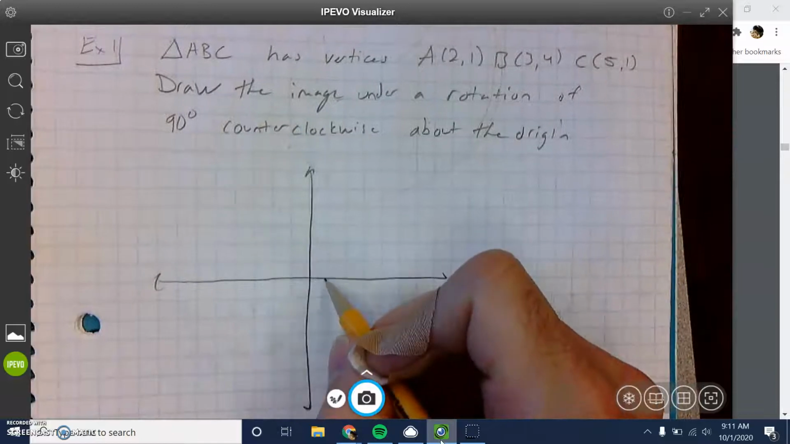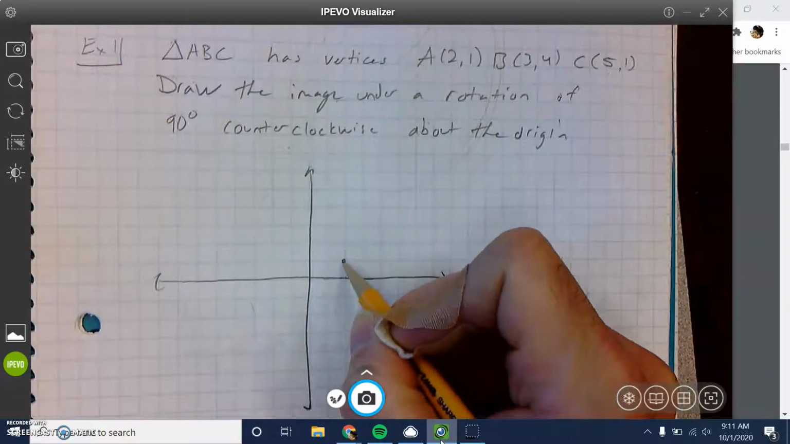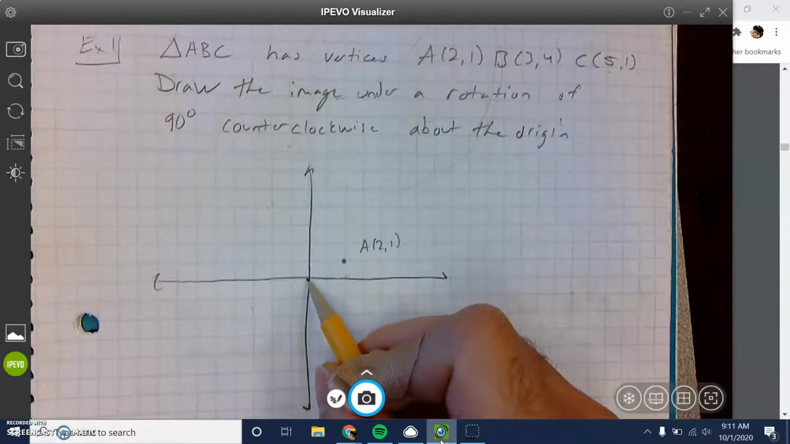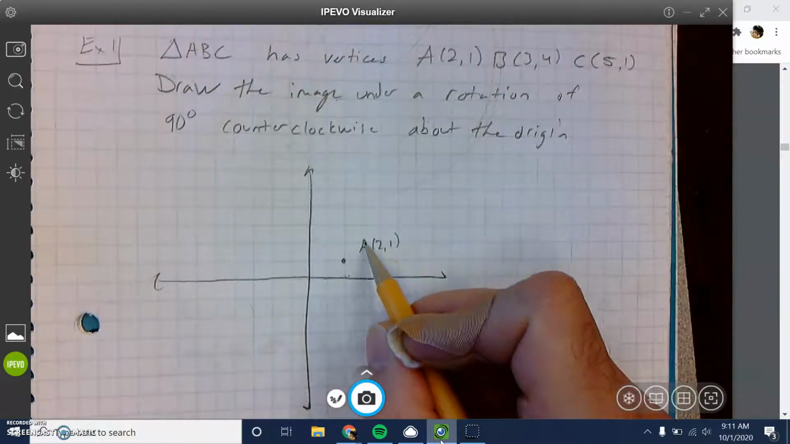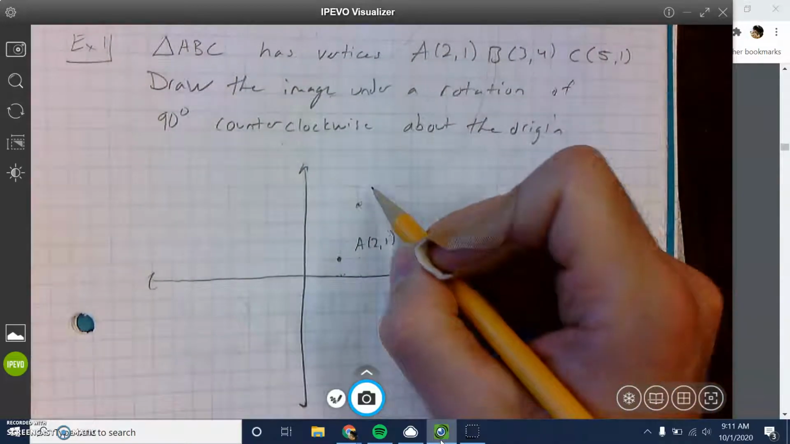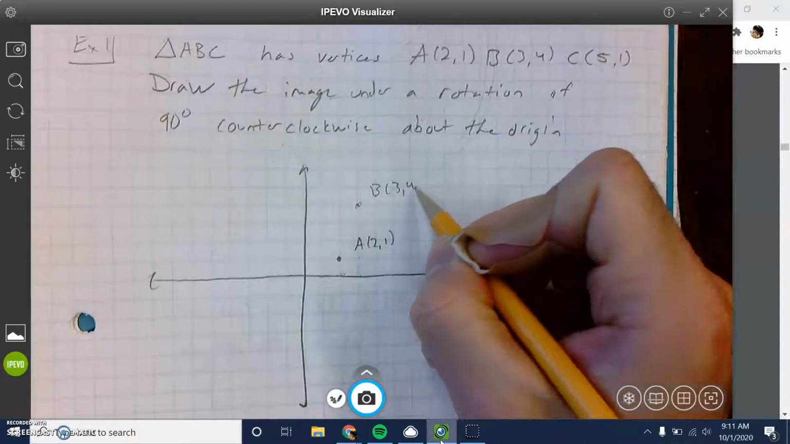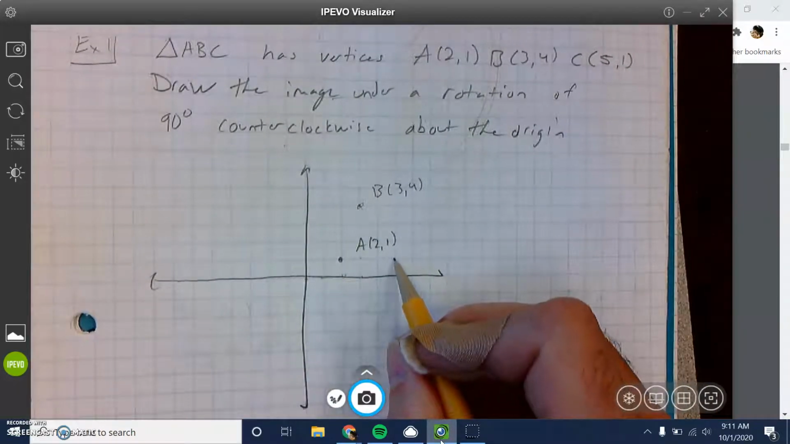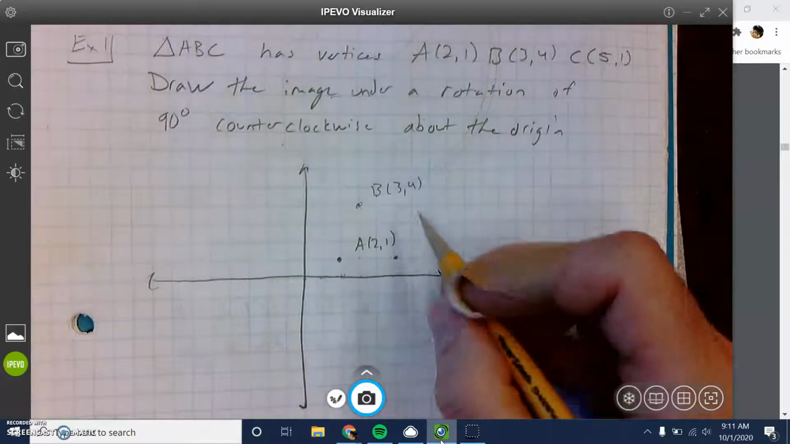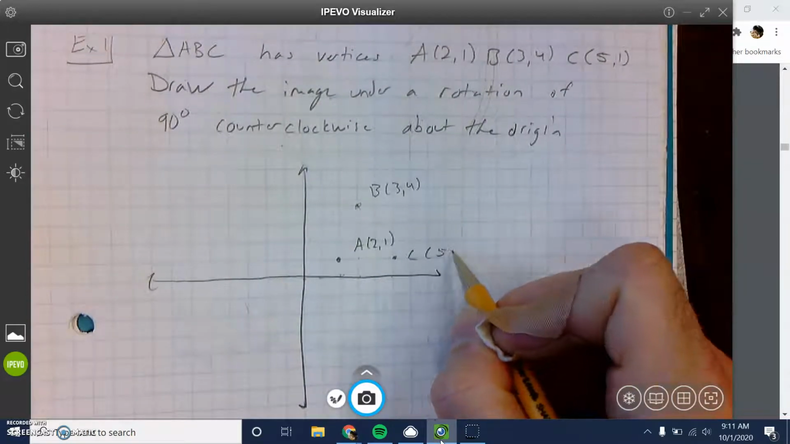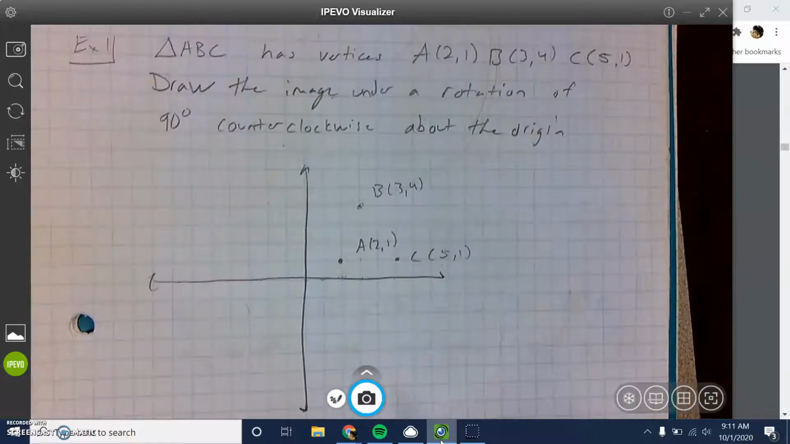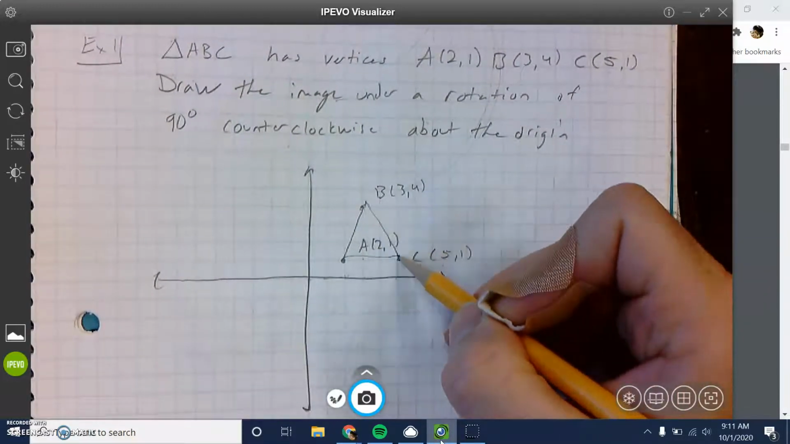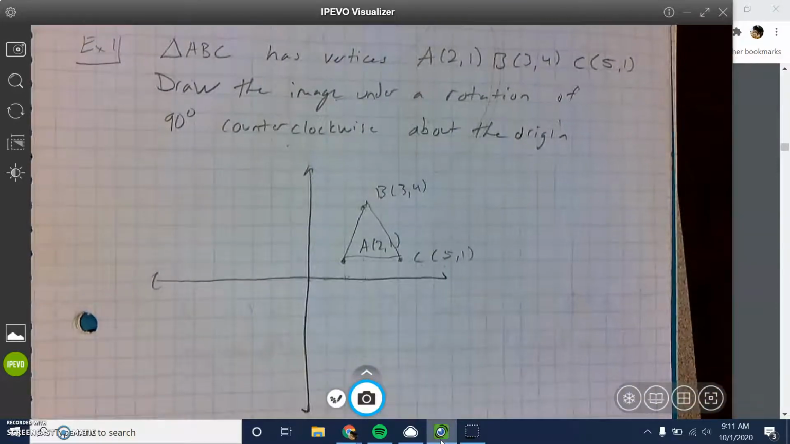So A is (2, 1). Plot these points with me. B is (3, 4). C is (5, 1). Make sure you put the letter on the point. So you connect the dots. There you go. So there is our picture right there.